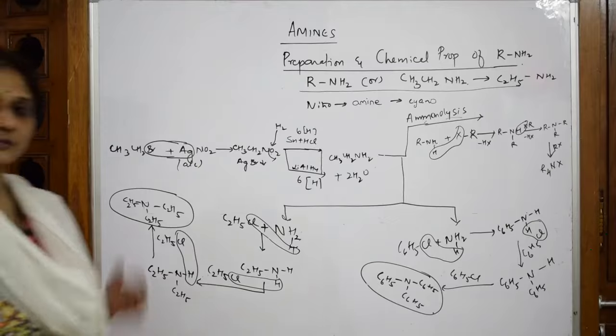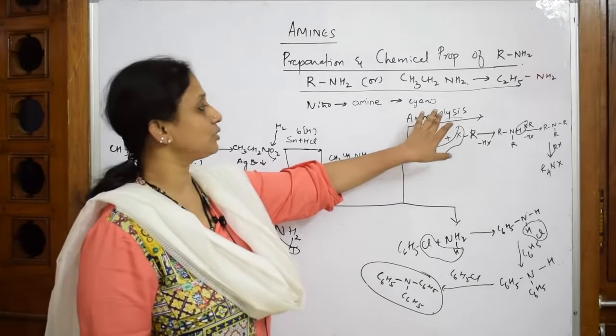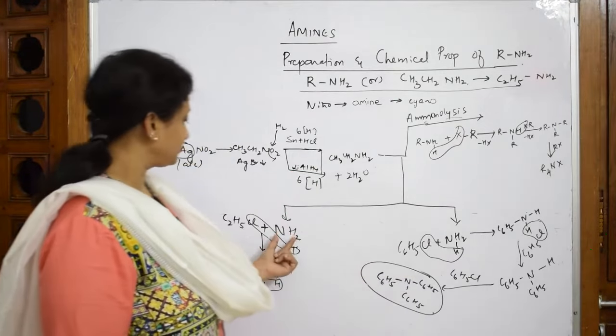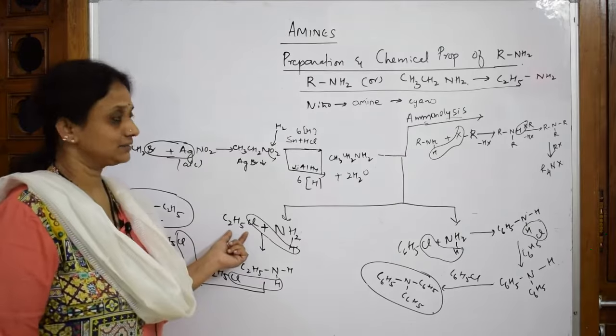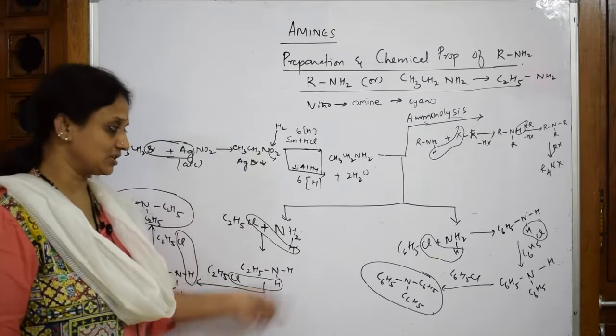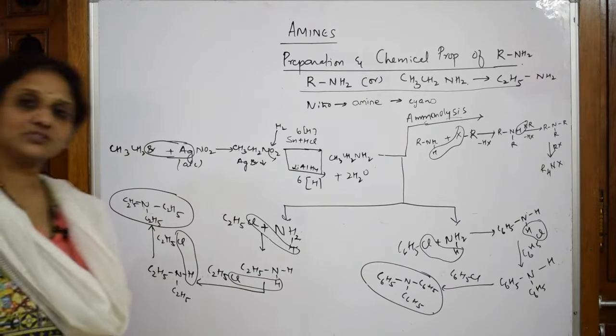So this is the aminolysis process. Once again, what is aminolysis? Ammonolysis is a process of addition of ammonia to an alkyl halide. Right? Every time what is happening? One hydrogen gets replaced. It goes on, it gets replaced till all the hydrogens are done.